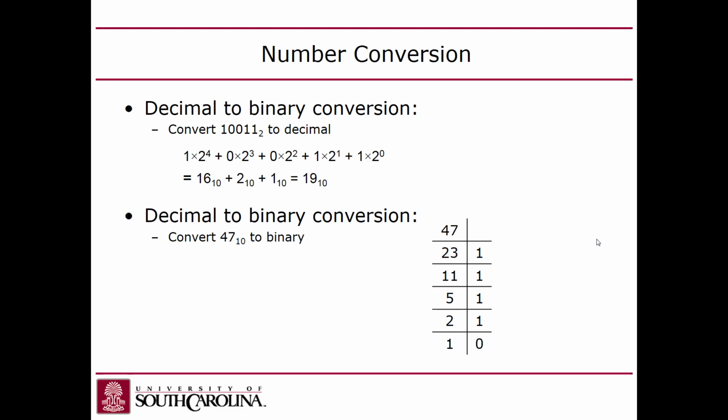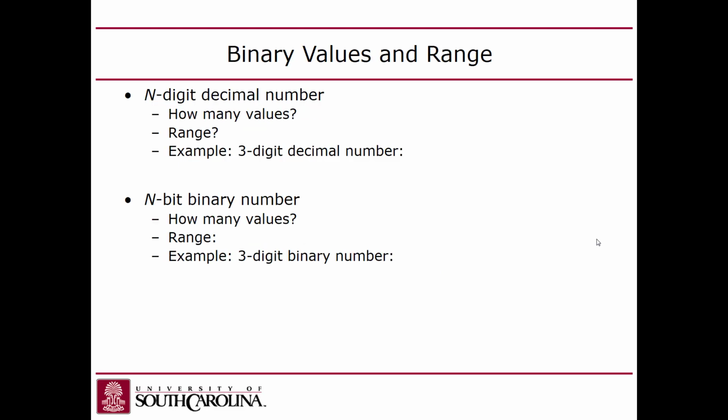So if I have 47, you divide it by 2, and you get 23 with a remainder of 1, right? And then 23 divided by 2 is 11 with a remainder of 1. 11 divided by 2 is 5 with a remainder of 1. 5 divided by 2 is 2, remainder 1. 2 divided by 2 is 1 with a remainder of 0, right? And then you read the numbers from the bottom up. The last number in this column will always be a 1. So you go 1, 0, 1, 1, 1, 1. Make sense?